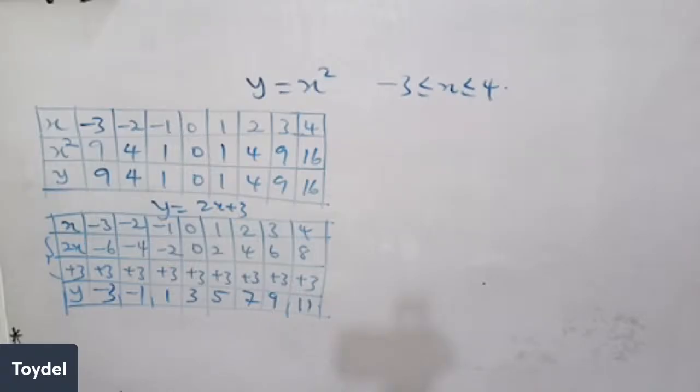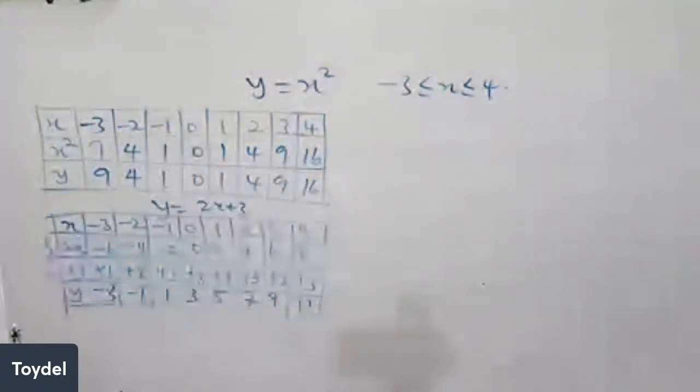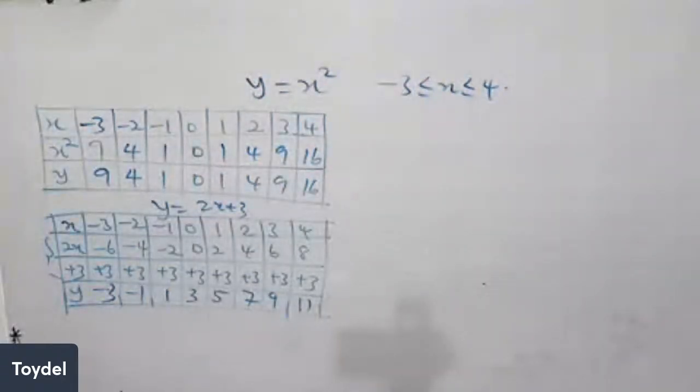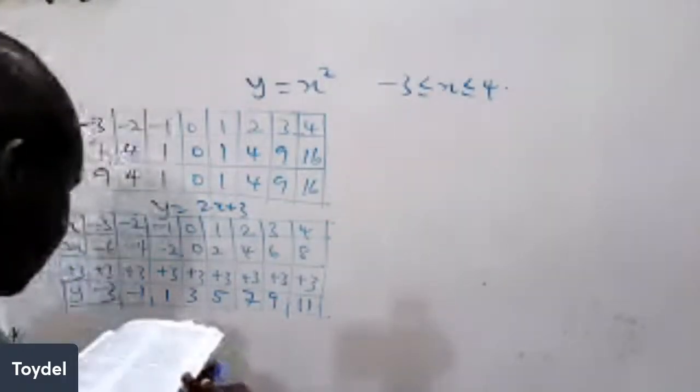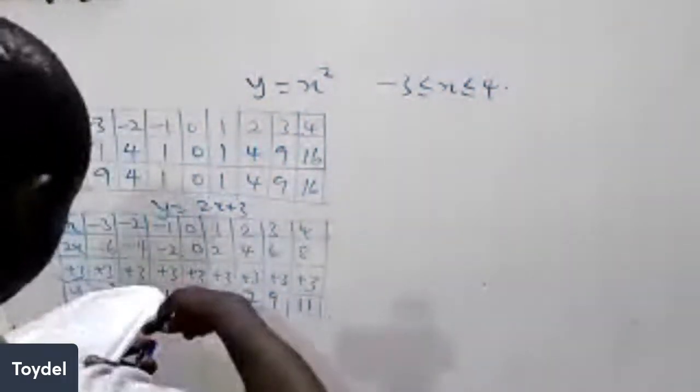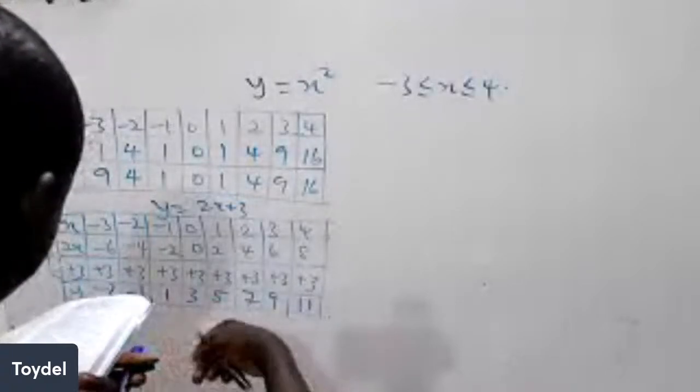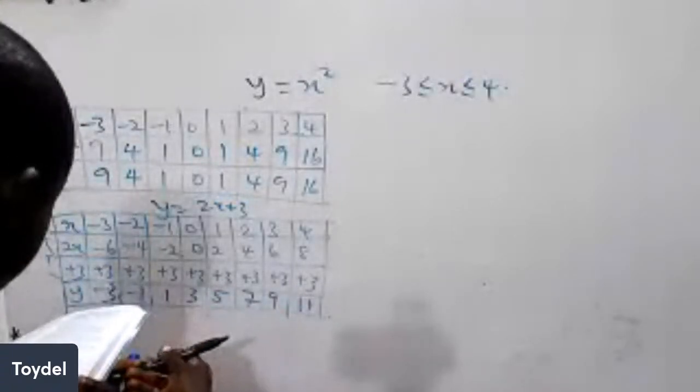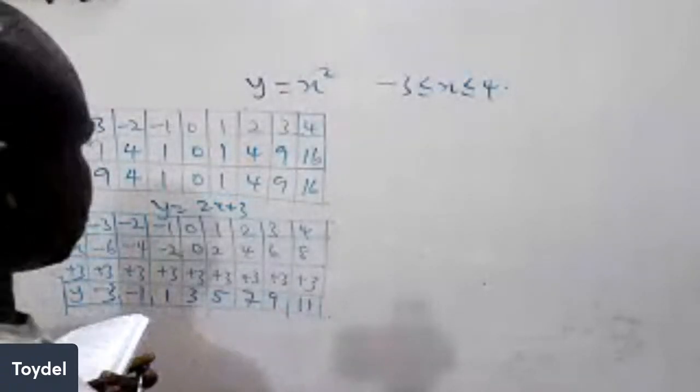Then I can now go ahead and plot the graph, since I have the two tables. So what is the scale? We are given the scale to use. If you are given the scale to use, you can't use your own scale. We have to use the scale of 2 centimeters to 1 unit on X and 2 centimeters to 2 units on Y. But in this case, the negative is less than the positive along the X axis.